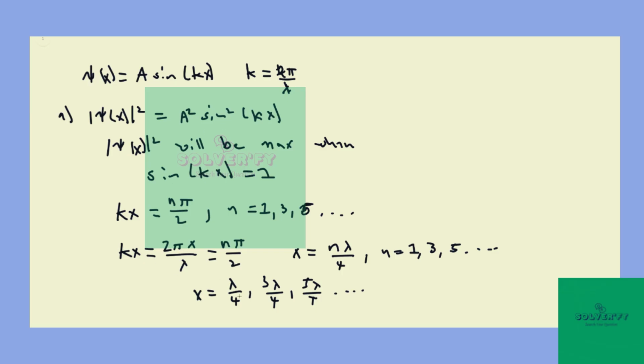All right, so now for part B. Part B wants to know when it will be a minimum. Or sorry, not minimum. Well, yeah, 0. For which values of x is the probability 0? So again, let's write this down. This is our probability density, or our probability distribution, A squared sine squared of kx. So this will equal 0.